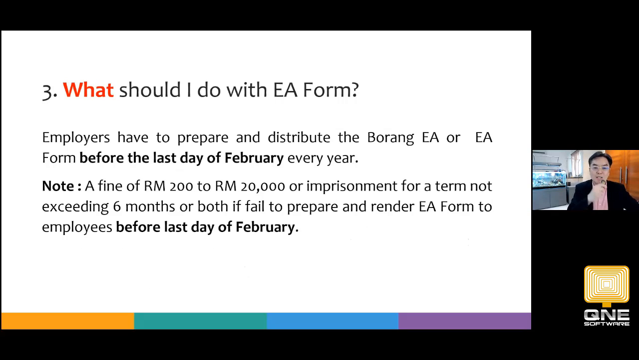So what happened here? You can see on this note, the employer has to prepare and distribute this Borang EA before the last day of February. There is a footnote here: a fine of 200 to 20,000. Whoa, not 2,000, it's 200 to 20,000, or imprisonment for a term not exceeding 6 months, or both, for failure to prepare and provide this form EA to the employee. This is important for us to bear in mind.